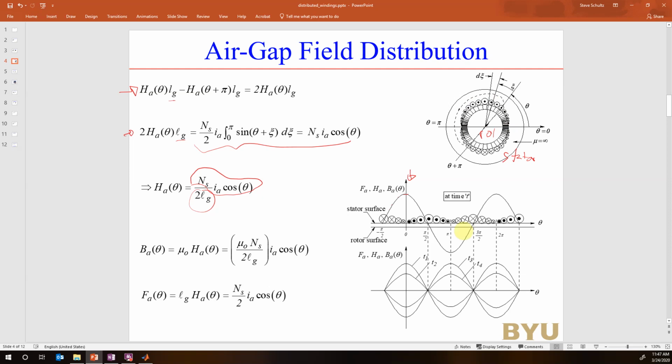If I draw my loop like this, that's going to be at this point right here, and you see that I have the same number coming out as going in, so my net total current is going to be 0, so I have 0 magnetic field.